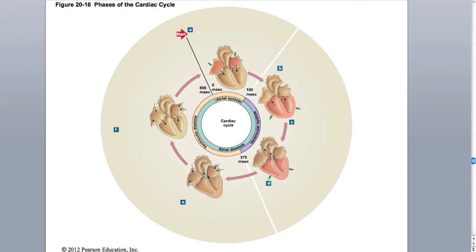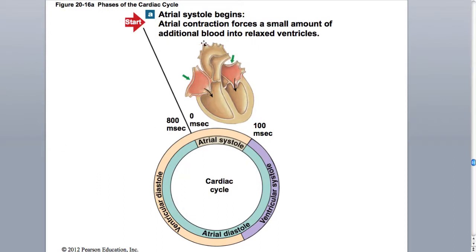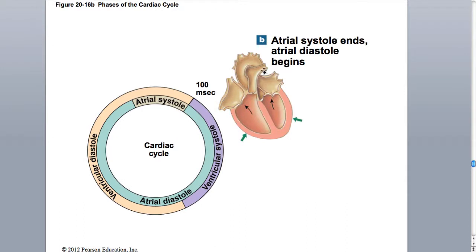Okay, moving to the next slide. Okay, we've already talked about this. I'll read each one quickly. So what's happening in this first phase? Basically, I said the same thing. Atrial contraction forces a small amount of blood, of additional blood, into the relaxed ventricle. So there is some blood going in. Notice it says additional blood. Then we have atriosystole ends, atrial diastole begins. That means that the top are relaxing while the bottom are contracting. So the bottom's about to start to contract.